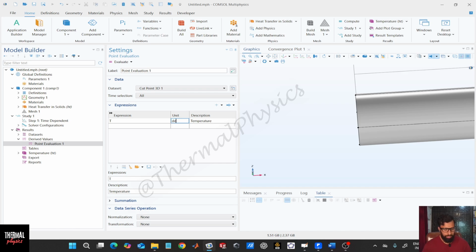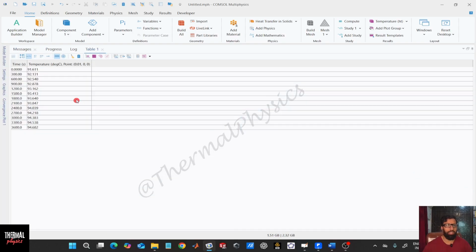We can change the unit to degrees Celsius for proper comparison. Then we will evaluate. Now we will have the temperature at this point at all the times, tabulated here. So we have the temperature at 0.01 meter: initially it starts at 91.611, then after 300 seconds it is 92 point something, and after 3600 seconds, which is the end time, it is 94.68.